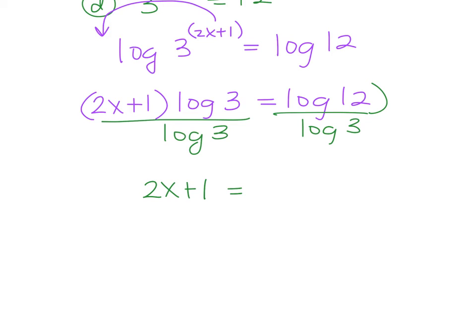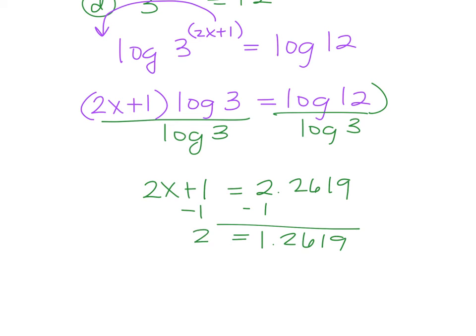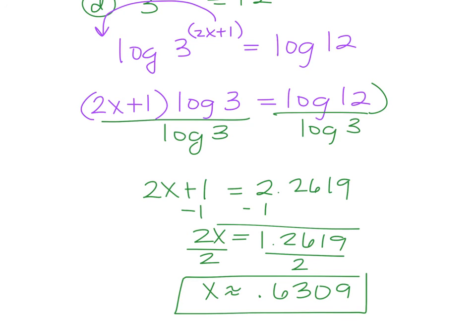When you divide that, you get 2.2619. Okay, and from here, if you want to just do it in your calculator, that's fine. What's your next step? Subtract 1. So you would get 1.2619 equals 2x, and then divide by 2. So x is approximately 0.6309. Questions?